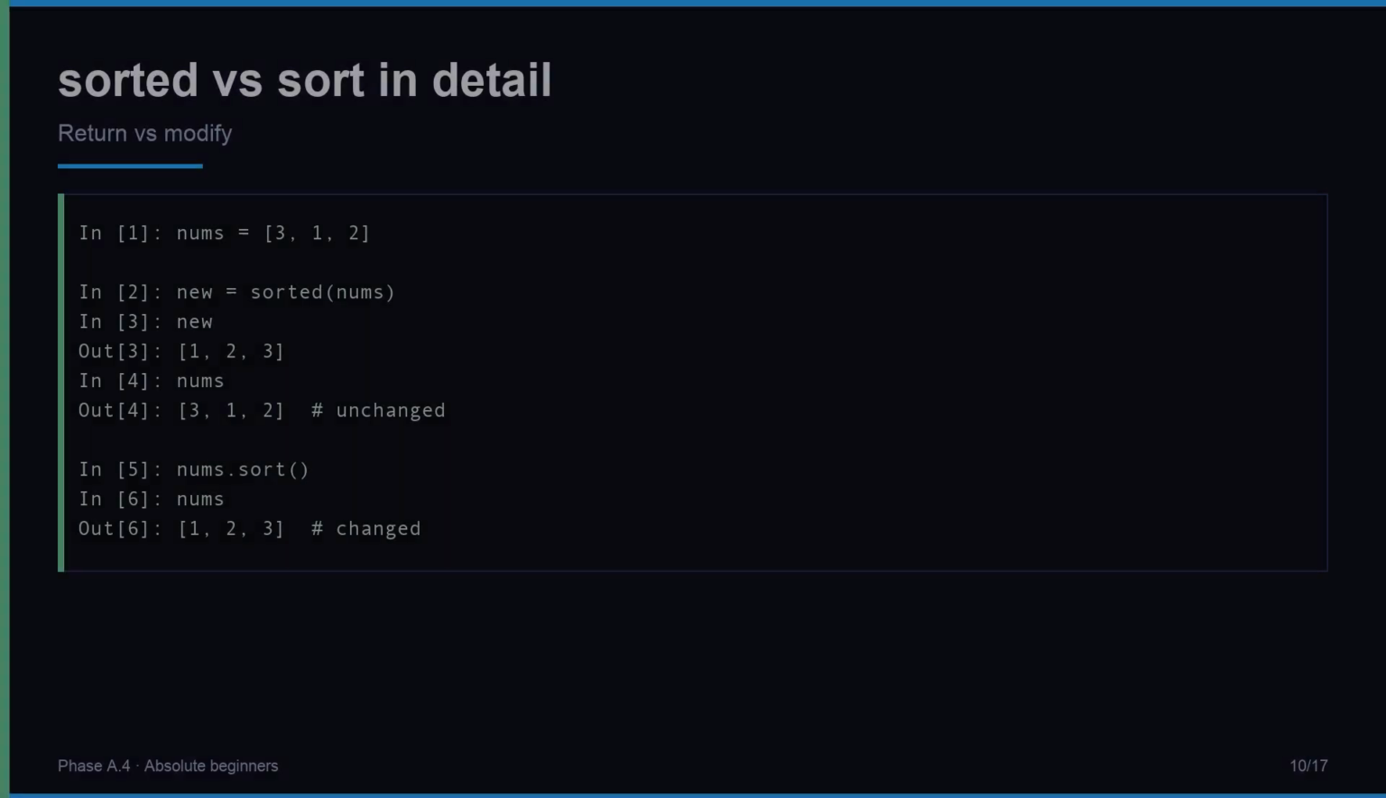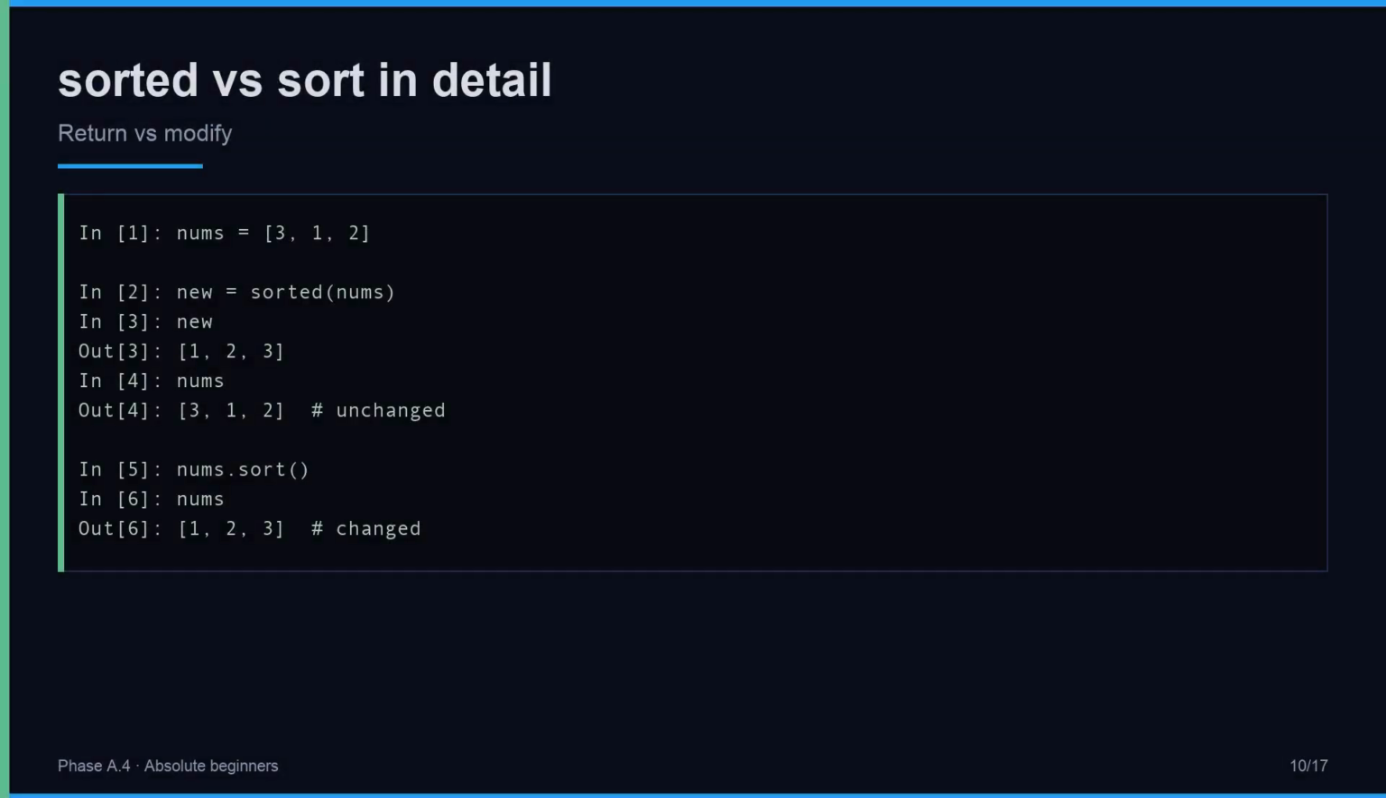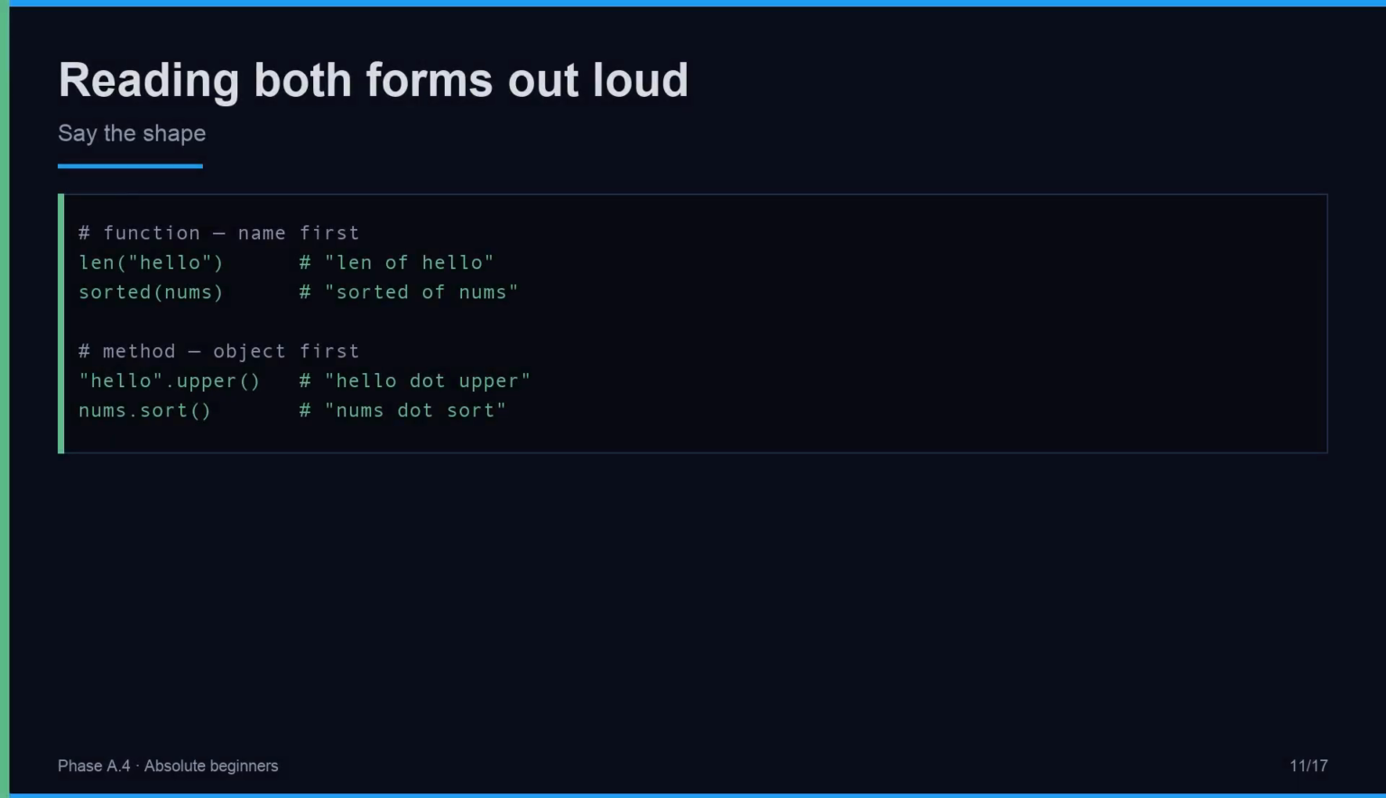Look carefully. Sorted of nums returns 1 2 3, and the original nums is still 3 1 2, unchanged. That is the function way, it returns a new list. Nums.sort changes nums itself, after the call, nums is 1 2 3. Sorted is safe, sort saves memory. Both are correct, choose based on whether you need the original. Safe versus efficient.